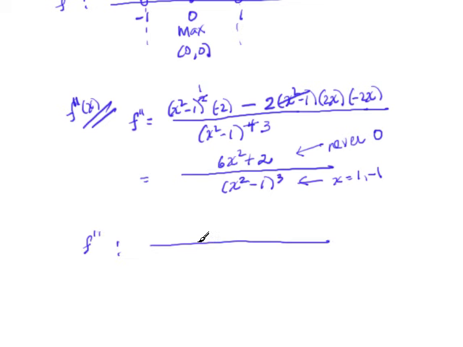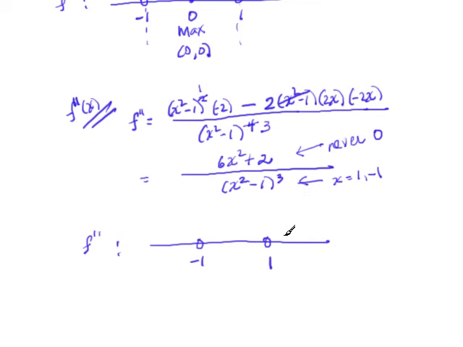Evaluating f double prime. Minus 1 and 1 get open circles because they're vertical asymptotes. And this is always positive. The numerator is always positive. The denominator, here we have an exponent of 3, so sometimes it's positive, sometimes it's negative.